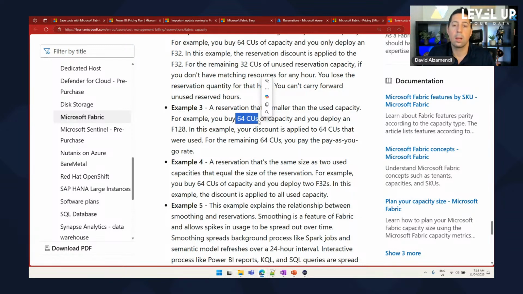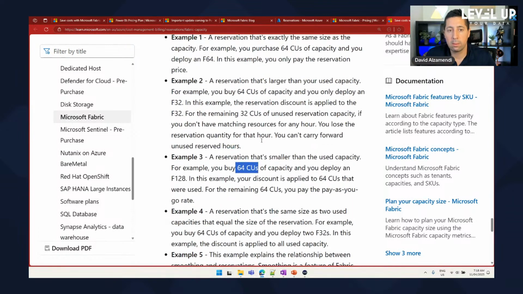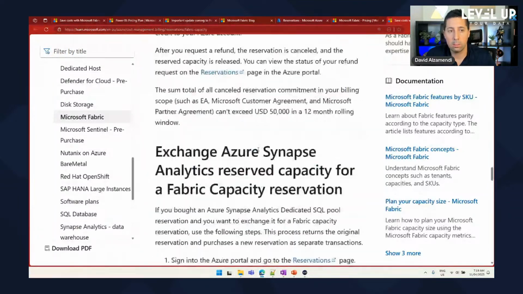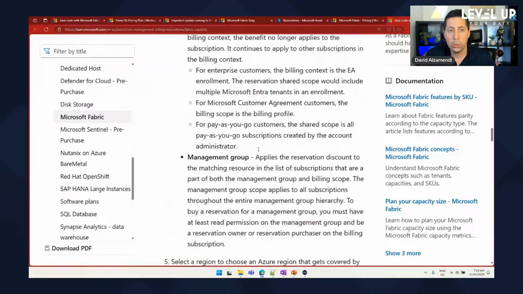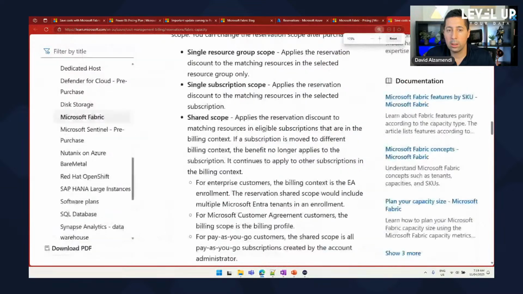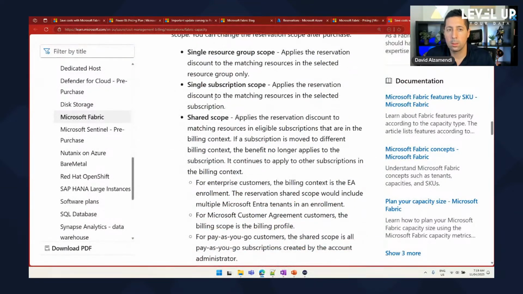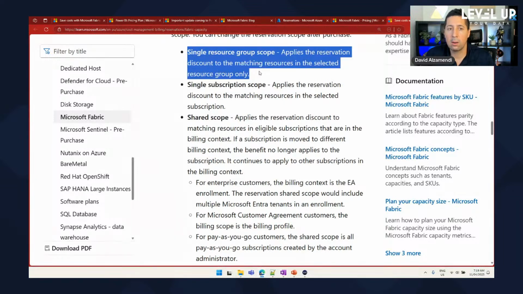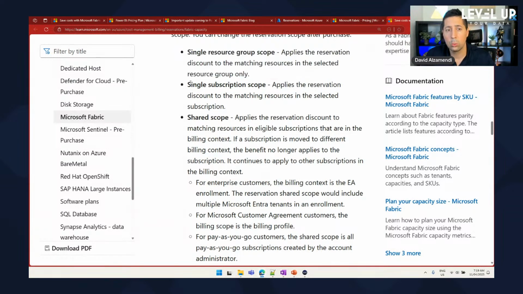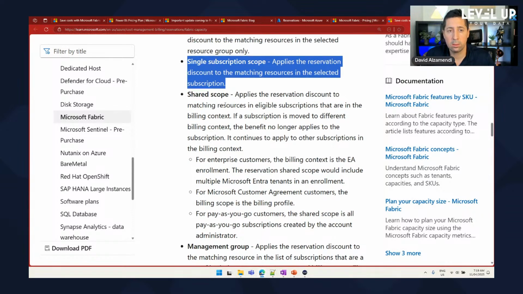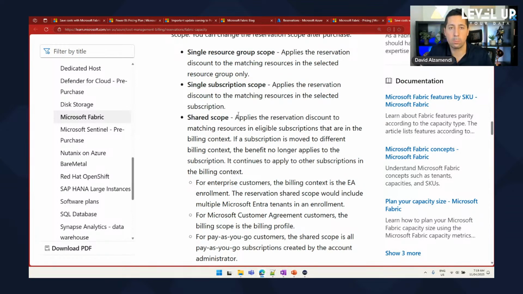On top of that, I'll show you something with reservations that is unnoticed many times. When you get a reservation, you can apply a different scope. You can apply that reservation to a specific resource group only, to a subscription, to management groups, or to a shared scope. And why is that important?